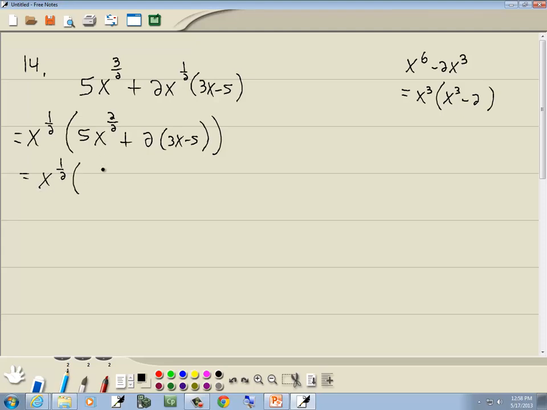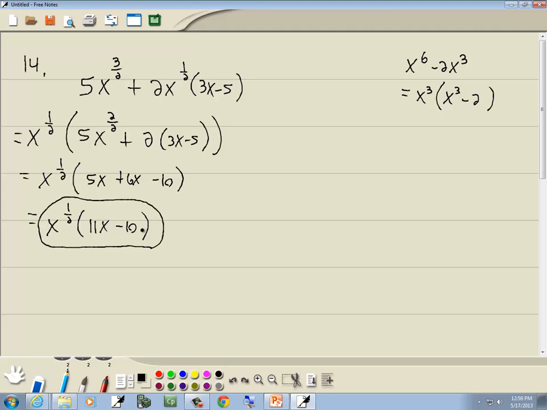Well, 2 over 2 is 1, so this just becomes 5x. And I multiply that 2 through. 2 times 3x is 6x. 2 times negative 5 is negative 10. 5x plus 6x gives us 11x minus 10. And that's our answer.